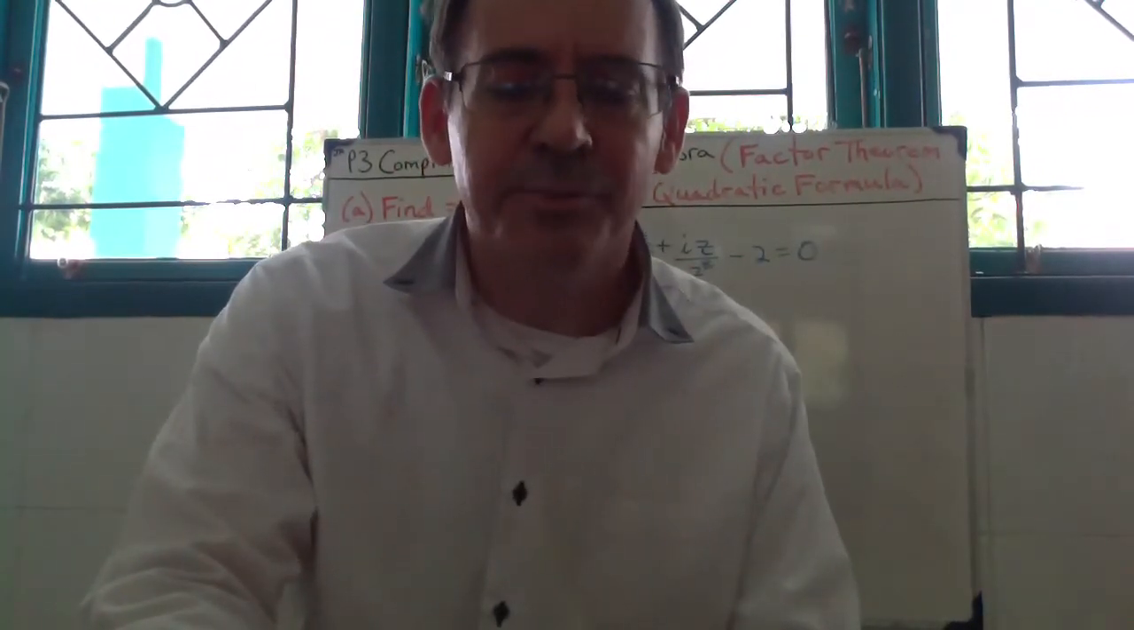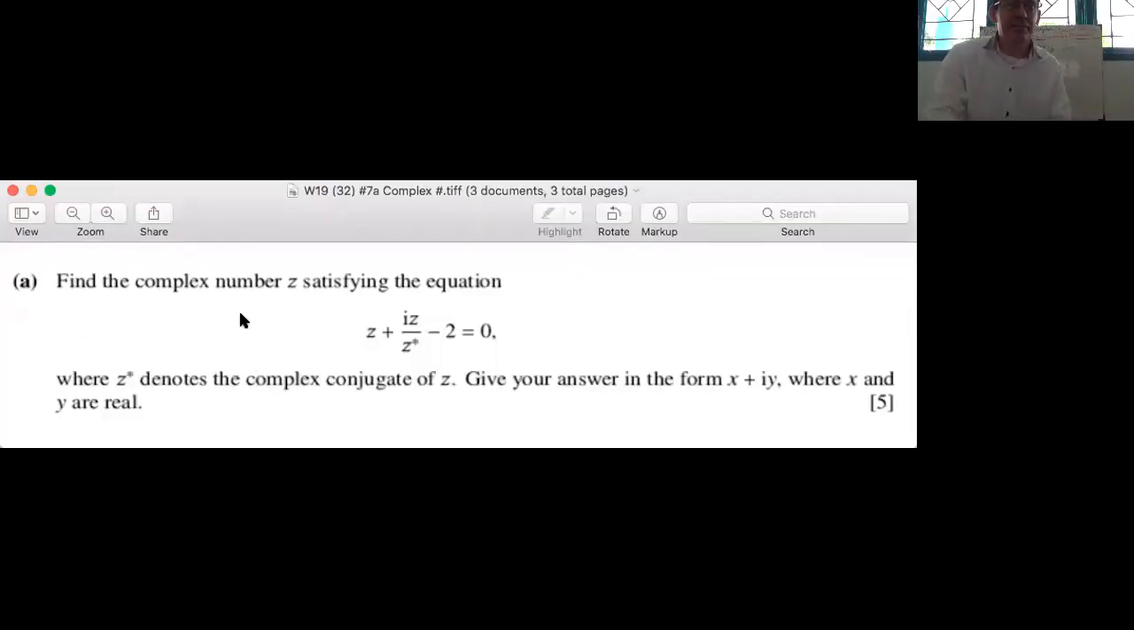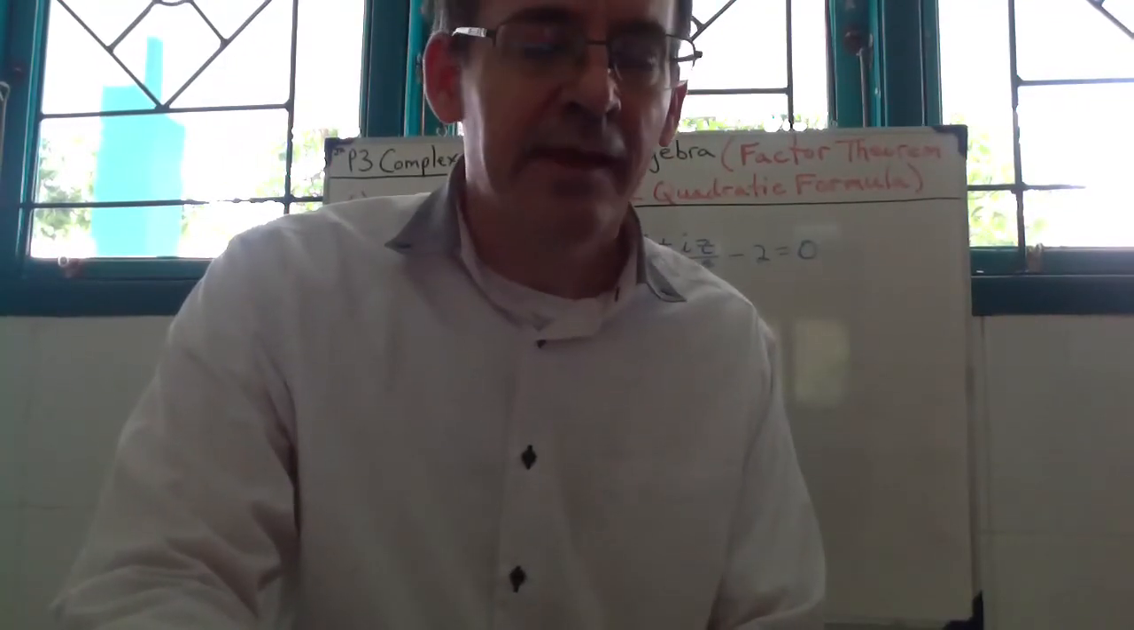Okay, let's look at our last problem for this video here. We have: find the complex number z that satisfies the equation z plus iz over z star, or you could call it z asterisk, minus 2 equals 0, where z asterisk or z star denotes the complex conjugate of z. Give your answer in the x plus iy form where x and y are real. It's worth 5 points. So that means we have about 7 minutes to do this problem.